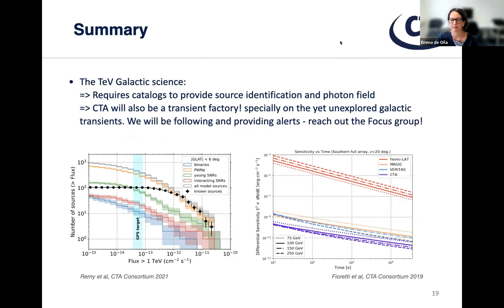And probably I'm out of time, so I'll just leave you with these two plots. This is something that Valentina did for looking at transient behavior, something Antonio already explained, but this is the number of sources that we expect to detect with CTA when it's finally online. And that's it, so I'll take some questions if you have any. Thanks a lot.